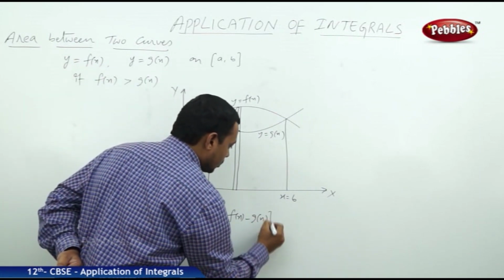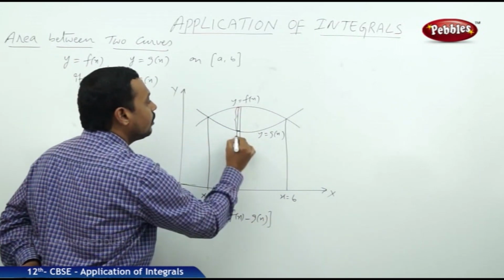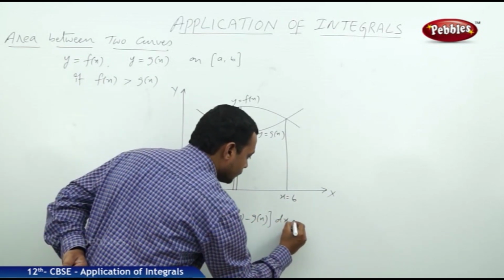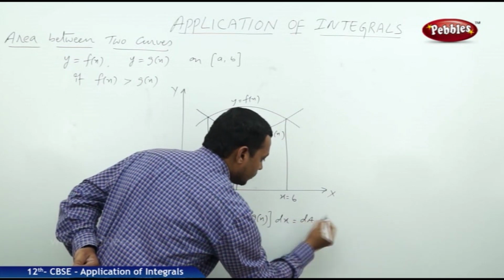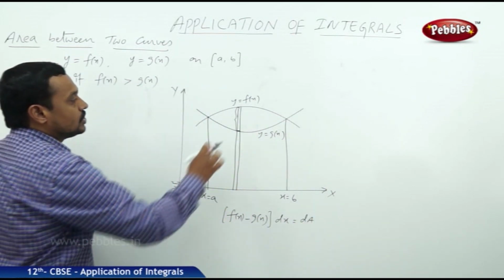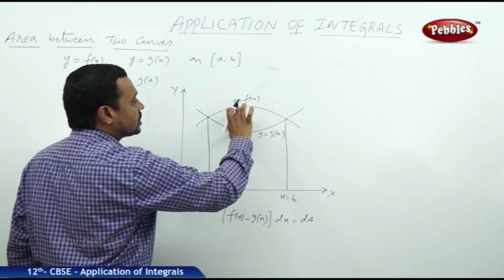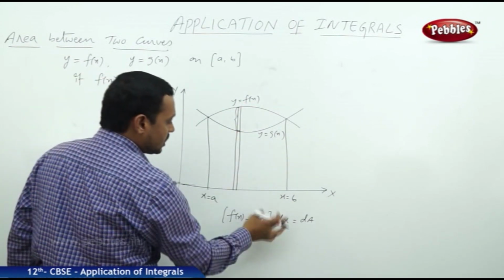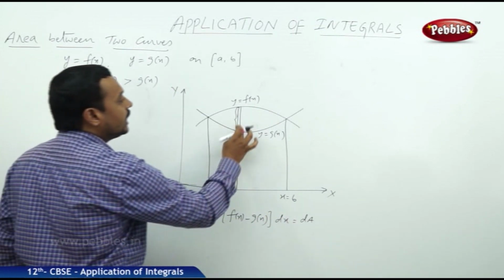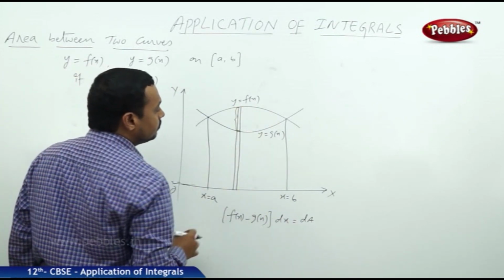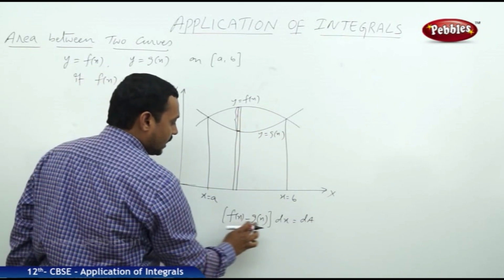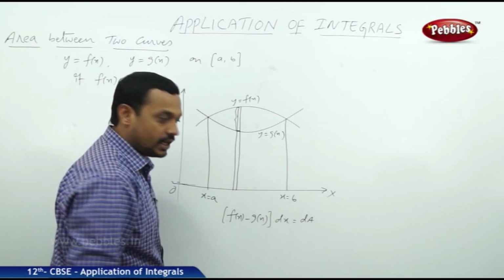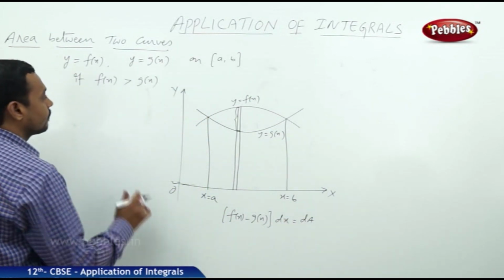Now, the elementary area formed by the strip is equal to f of x minus g of x into dx. It is dA. This is the length of the strip bounded by the two curves and the width is equal to dx, and the area of the strip between these two curves is given by f of x minus g of x into dx, which is known as elementary area denoted by dA.